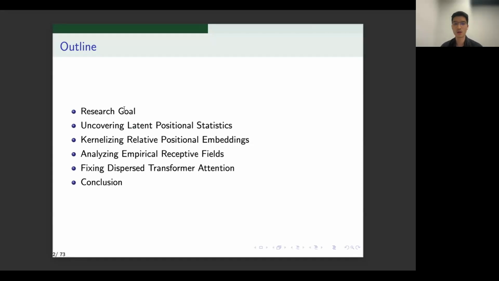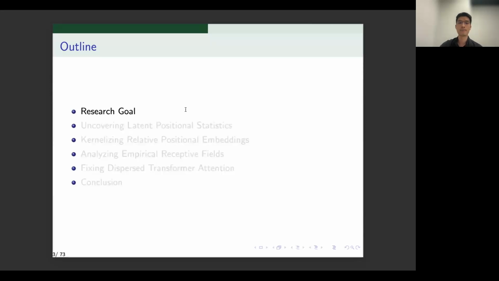Yeah. So this is my outline for today's talk. I will first talk about the overarching research goal, and then I will break my whole talk into four sections, covering basically the positional embeddings and also the length extrapolation capability of transformers using this positional embedding. And finally, I will conclude this talk. So yeah, let me begin.